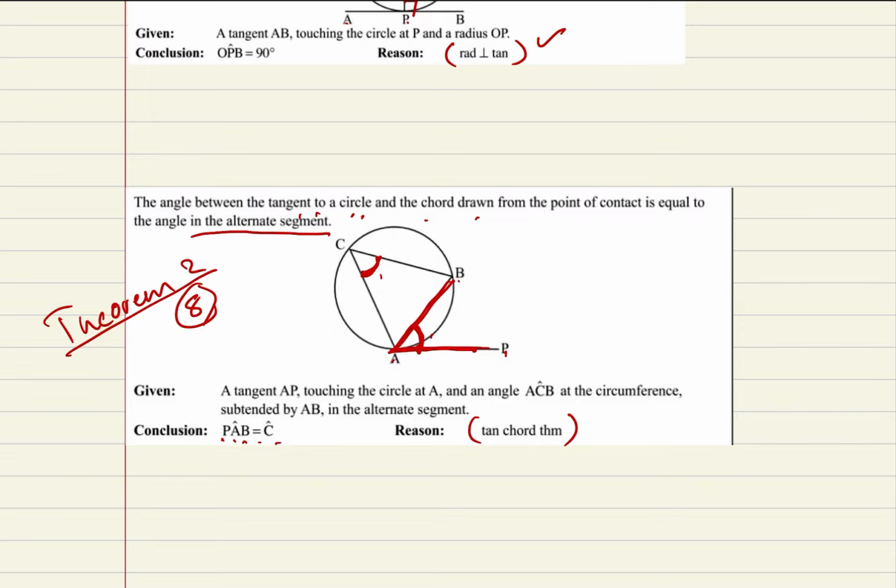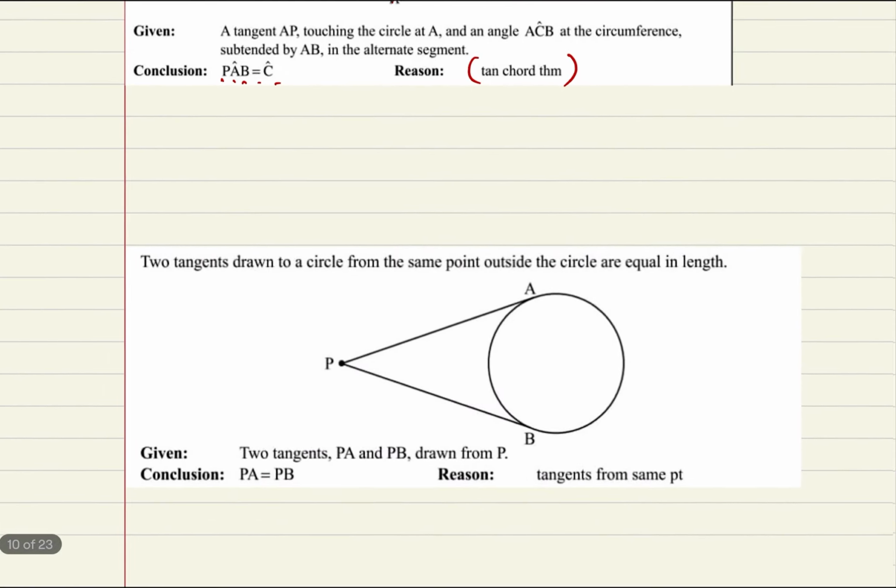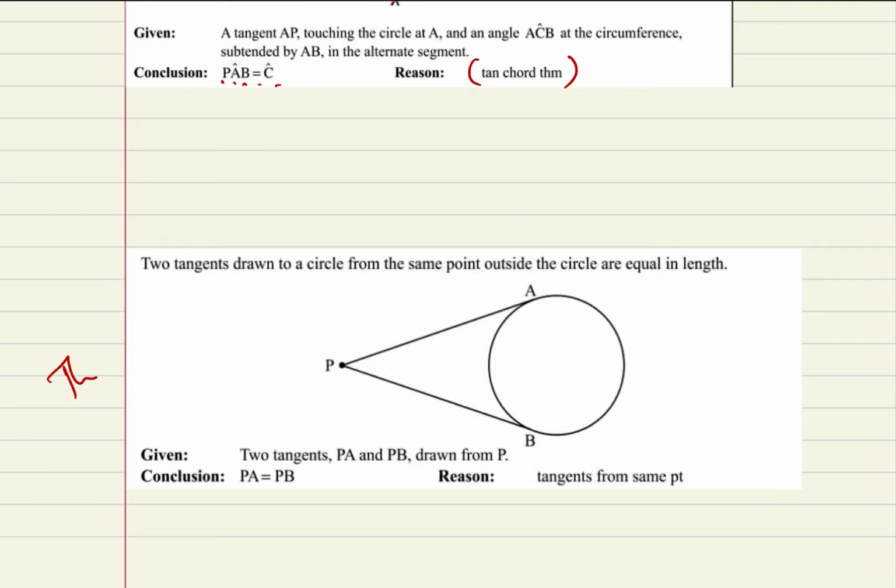Now let's continue. The third theorem, theorem number 3, which is initial theorem number 9, says two tangents drawn to a circle from the same point outside the circle are equal in length. That means this length and this length are equal. So the conclusion is AP is equal to PB.